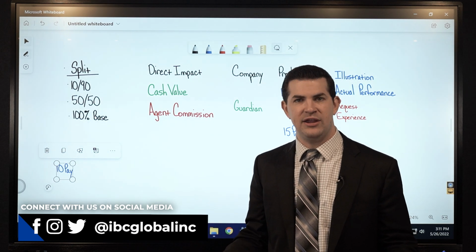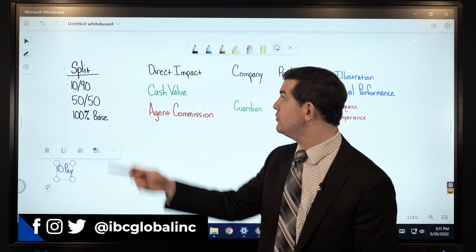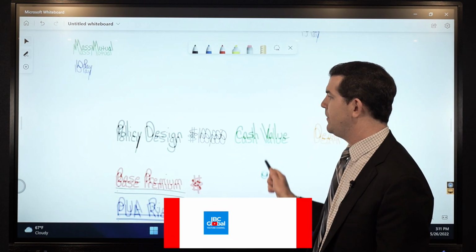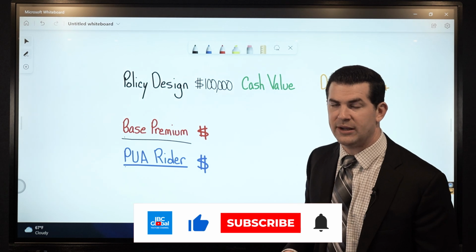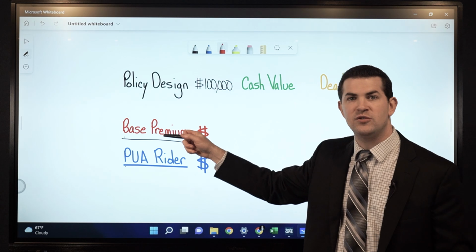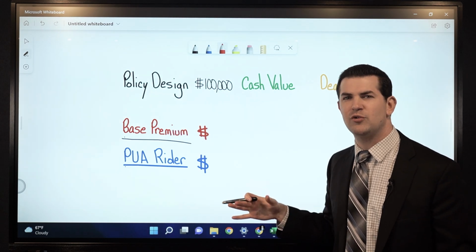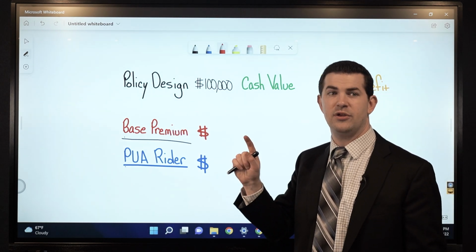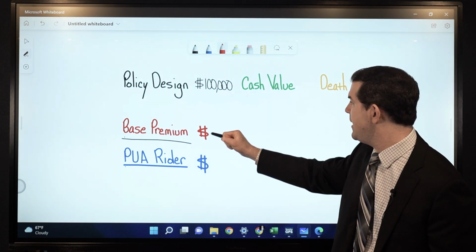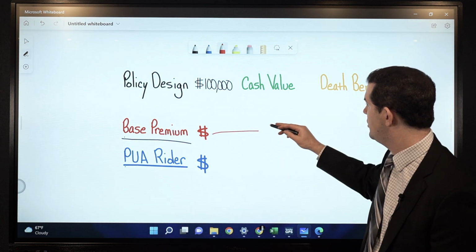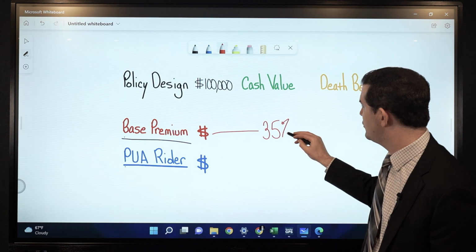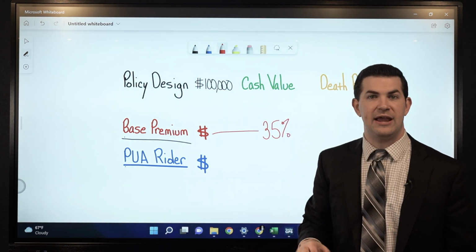So with a 10-pay policy, I can pay into it for a maximum of 10 years. What is much different from a traditional whole life insurance policy is this: with a traditional whole life policy, when it comes to base premium dollars, typically what shows up in cash value in the first and second year? Goose egg, nothing. Whereas with a 10-pay policy, I'll see on average about 35% of the base premium show up in cash value.